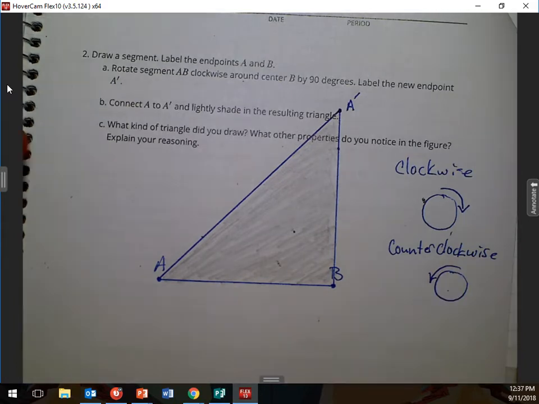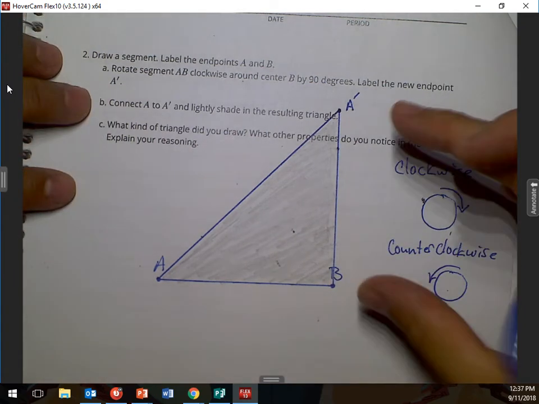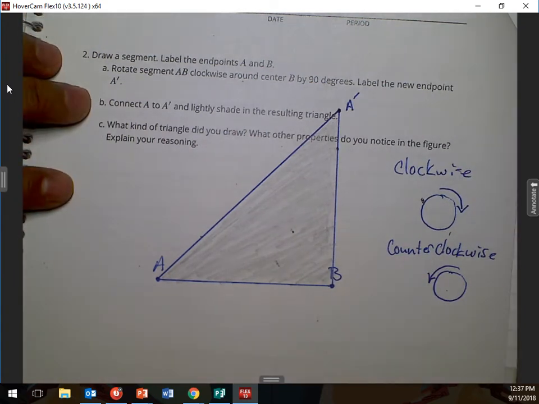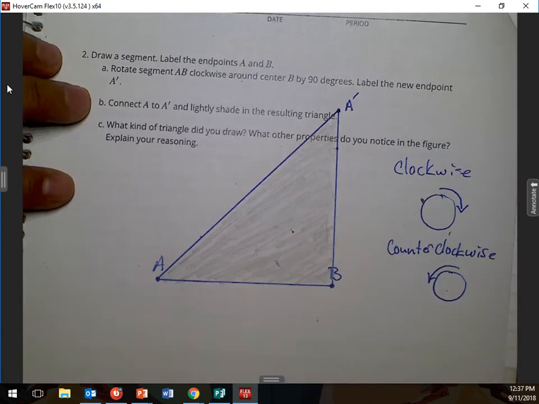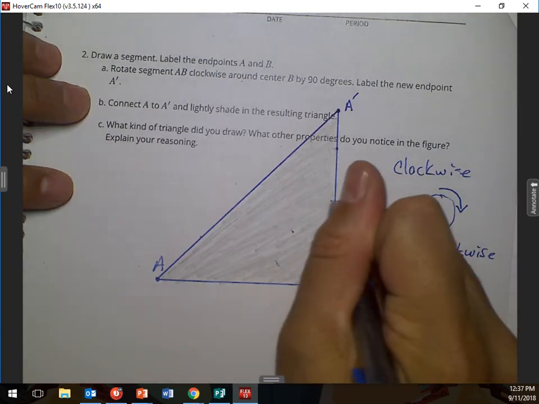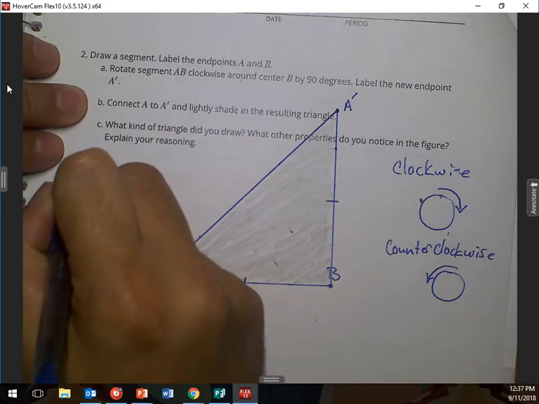All right, so what that person just said is that this is going to be an isosceles triangle. In an isosceles triangle, what do we know? It has two equal sides. Two equal sides, very good. So this right here, tick mark and tick mark. So I could say that this is an isosceles. And different.